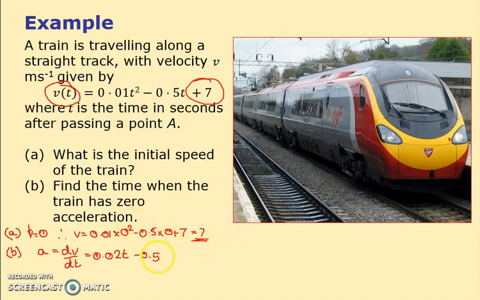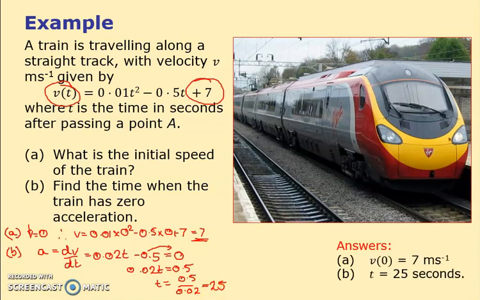When is that equal to 0, has 0 acceleration? Well, that's when it's equal to 0. So let's solve this equation. 0.02 t therefore equals 0.5, just by moving that over. Divide by 0.02. So just type it into my calculator. 0.5 divided by 0.02, and I get 25. So after 25 seconds, this train has stopped accelerating. What happens after that, who knows? But 25 seconds, and 7 meters per second for the first one.